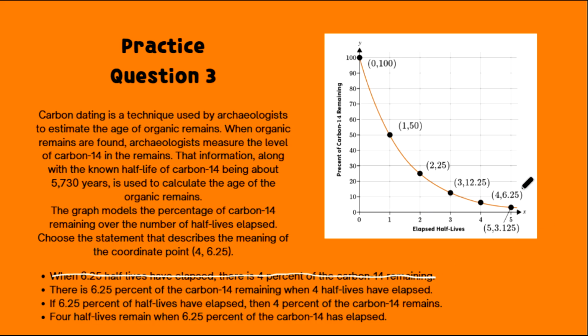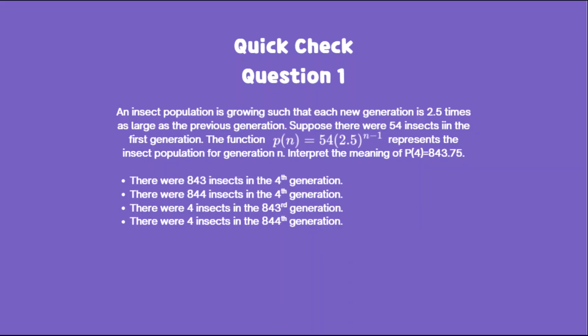There is 6.25% of the carbon-14 remaining. Yeah, it's 6.25%. When 4 half-lives have elapsed. Yup. Let's double check we don't have any others that could be right. If 6.25% of the half-lives have elapsed, then 4% of the carbon remains. No, they're not both percent. That doesn't make any sense. 4 half-lives remain when 6.25% of the carbon-14 has elapsed. This isn't elapsing, the time is elapsing, so that one doesn't make sense either.